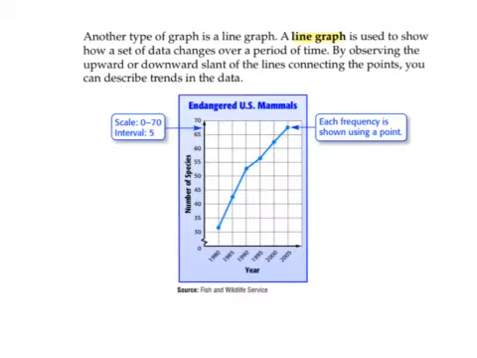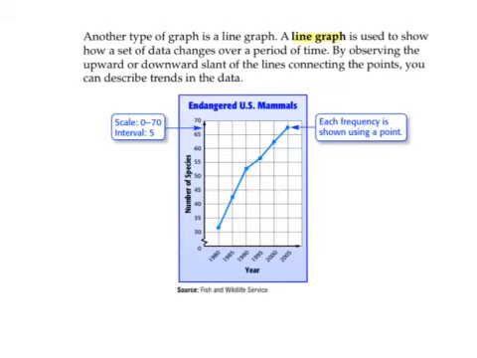Let's look at a line graph. Another type of graph is a line graph. A line graph is used to show how data sets change over a period of time. So like a bar graph is used to compare data, a line graph is used when you're dealing with something over time. It's a great way to organize your data dealing with an amount of time. By observing the upward or downward slant of the lines connecting the points, you can describe the trends in the data.